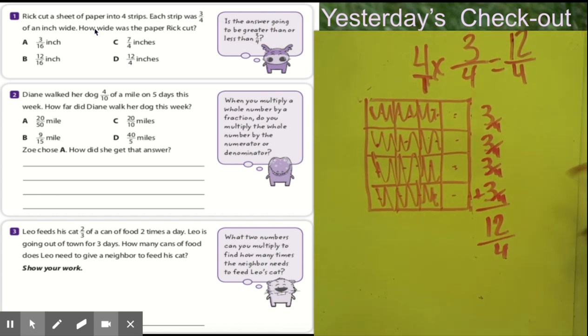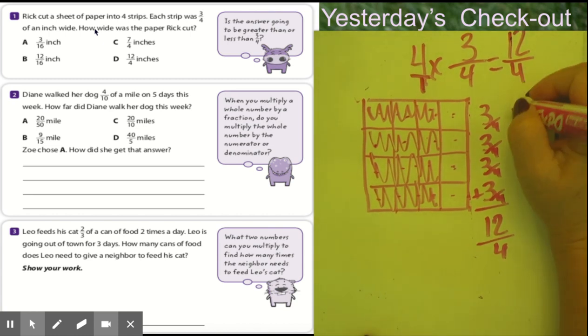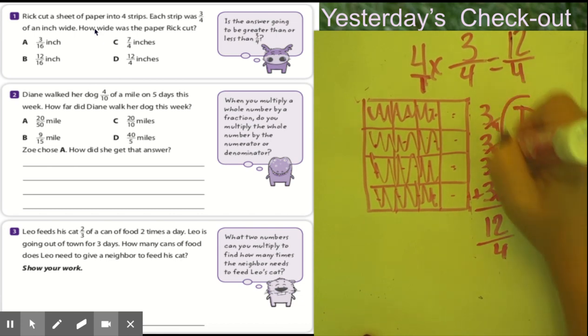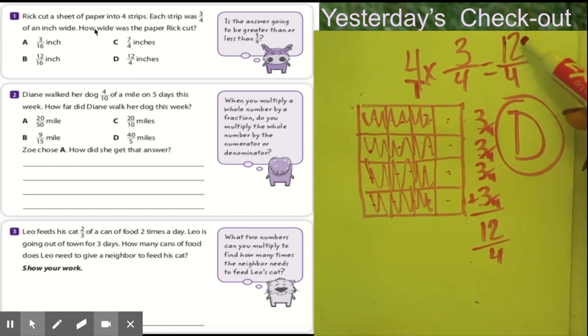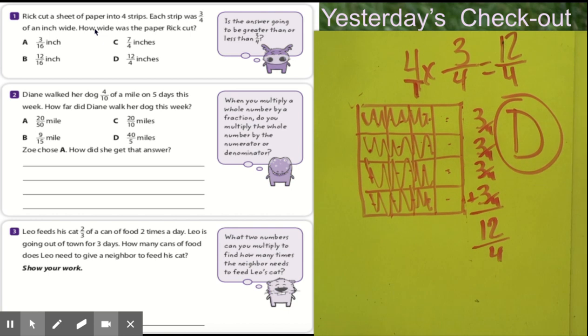You could have done a number line or any other strategy you like to solve that. So the answer is D. Number 1 is D. Now, this could have been reduced.